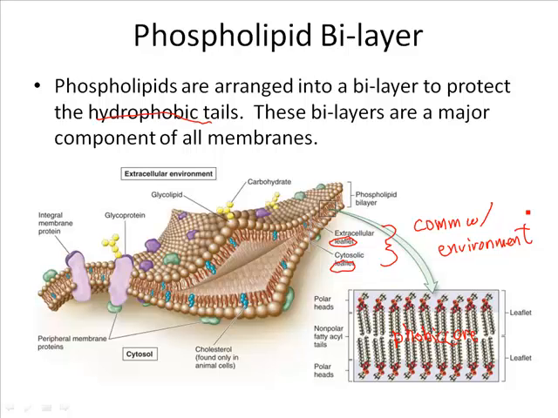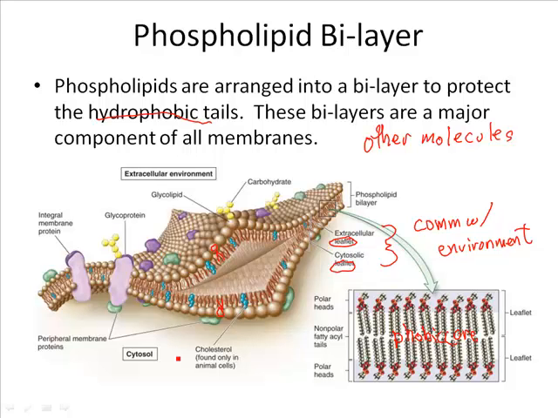Now, we often call the phospholipid bilayer, specifically when talking about the plasma membrane, a mosaic model. The reason being is because other than phospholipids, there are many other molecules that we find in this phospholipid bilayer. Here are our phospholipids. Here's that polar head. Here's our tails here.